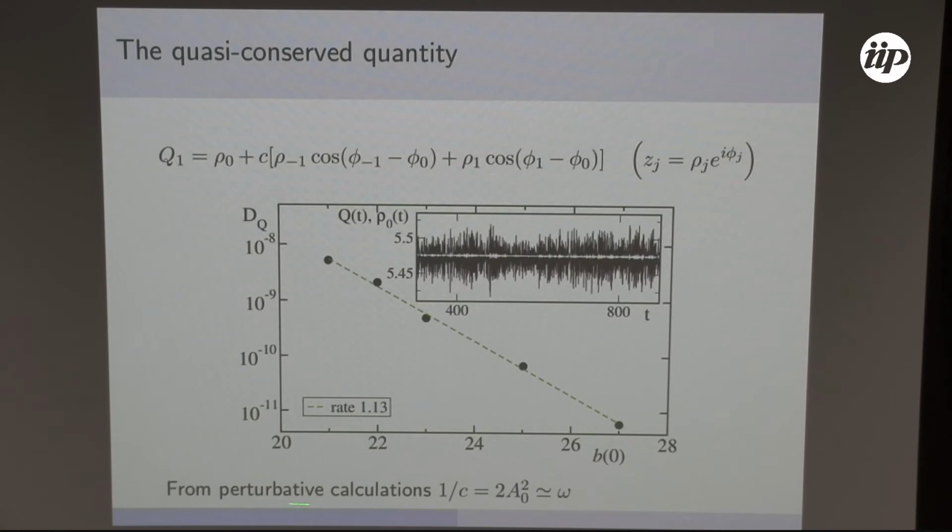you can perform some perturbative calculation, and you find that basically this C is the inverse of the breather frequency. So we found this adiabatic invariant that could explain why breathers do not relax. One could imagine, for instance, to perform a higher order calculation to refine this estimate.